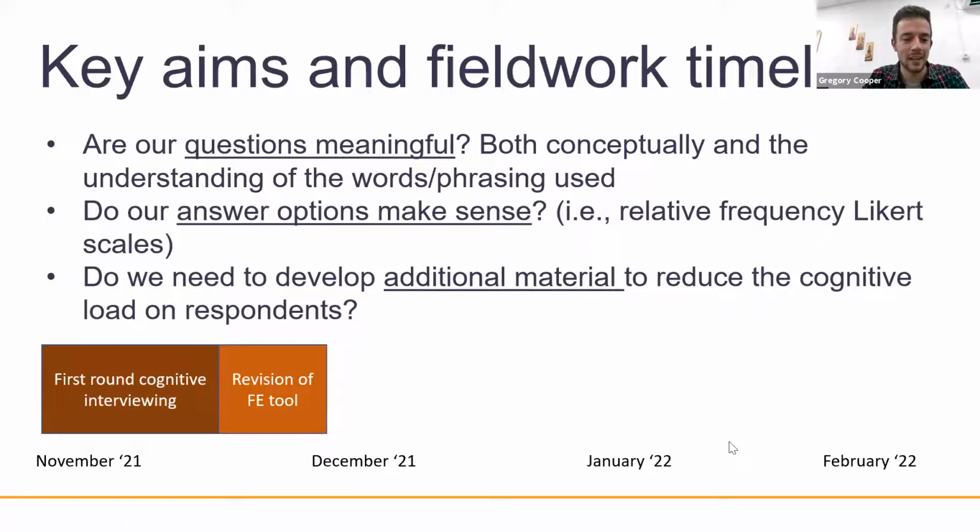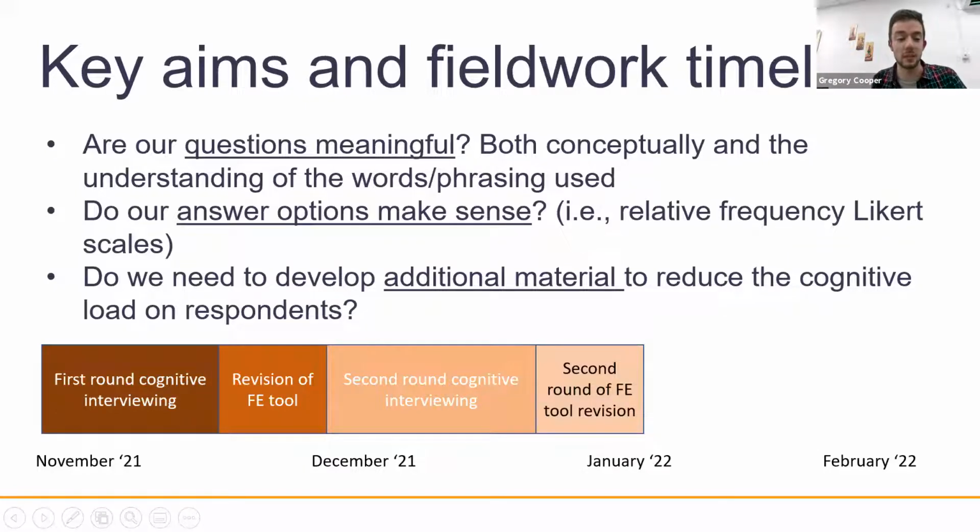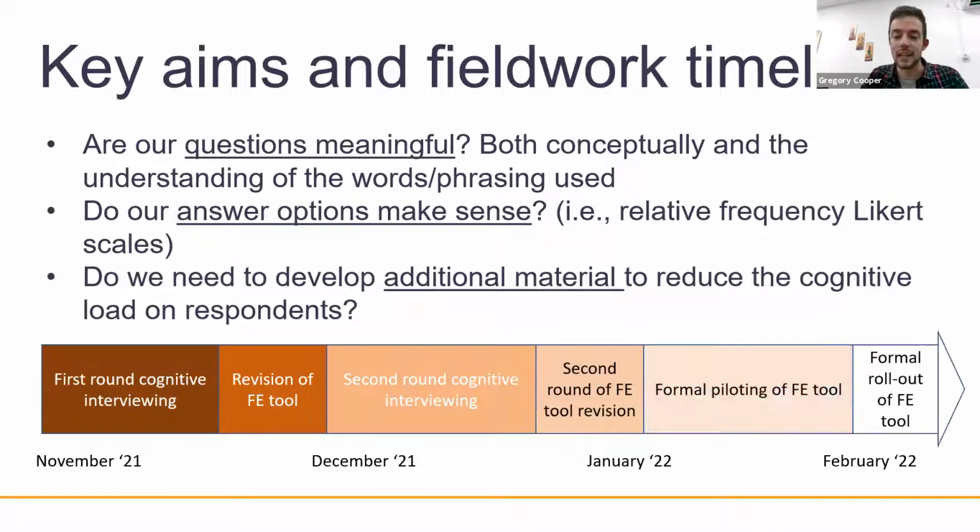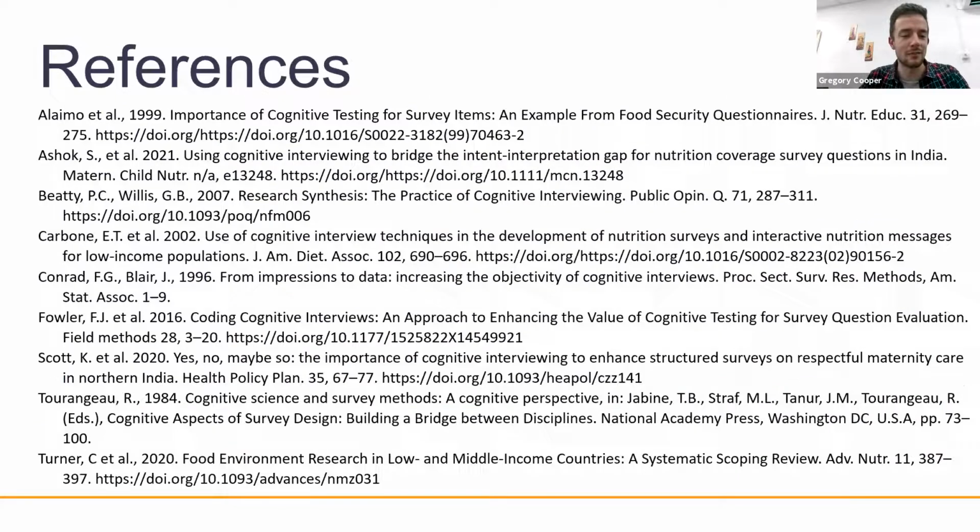Very lastly, this is where we are currently. We are currently revising the food environment tool with our recent lessons from the cognitive testing. We will then be doing a second round of cognitive interviewing once we meet with our Indonesian colleagues. They've also got some findings, which I'm sure we'll hear about in the future. And we'll then be doing a second round to get ready for the actual formal piloting of the FE tool and the rollout of the food environment tool early next year or in springtime next year. So here are the references, and I'll of course be happy to share some of this key literature.